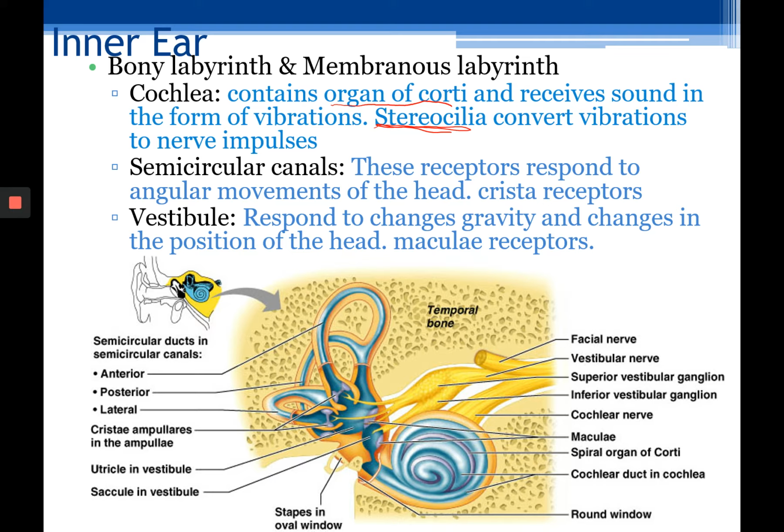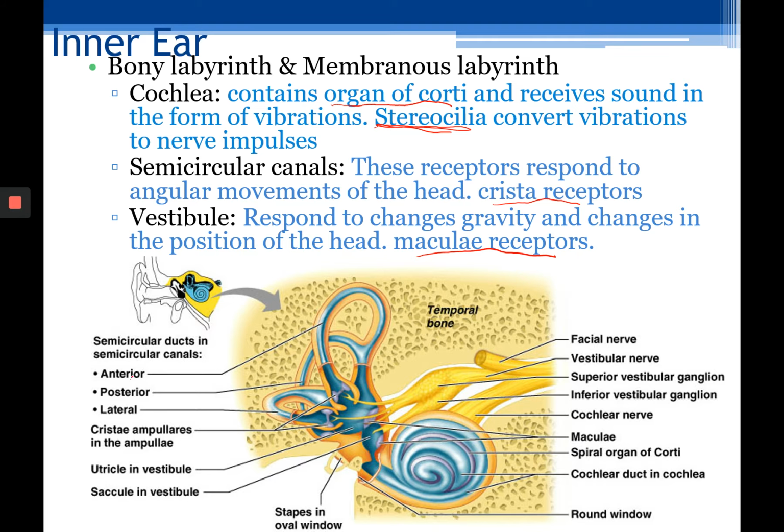Semicircular canals have receptors that pick up on angular movements of the head. So those are cristae receptors for the semicircular canals. And then the vestibule has maculae receptors, and they're going to pick up on changes in gravity or changes in the position of the head.